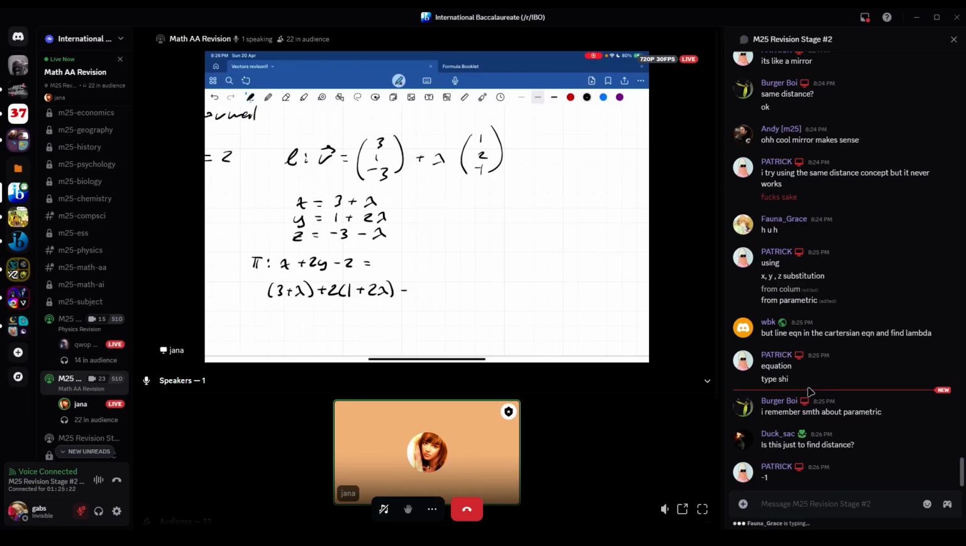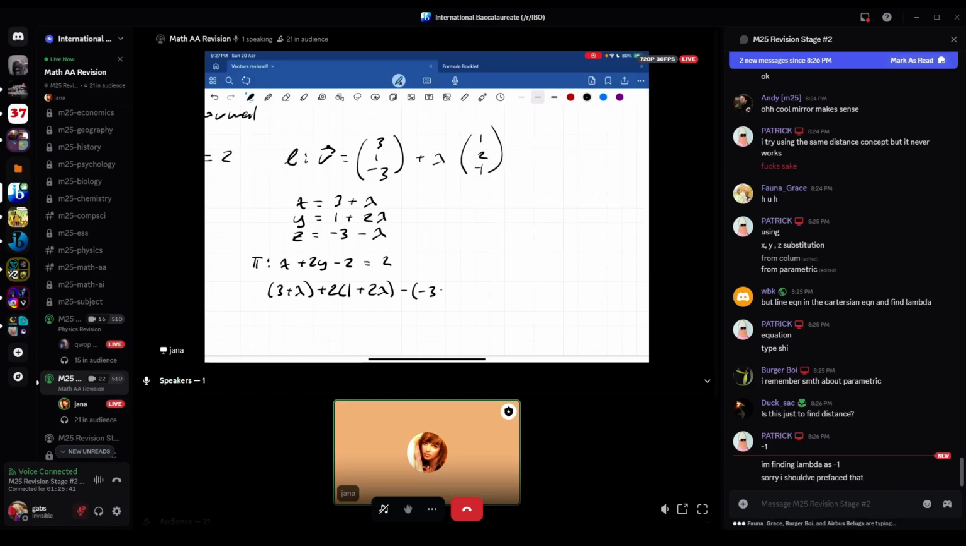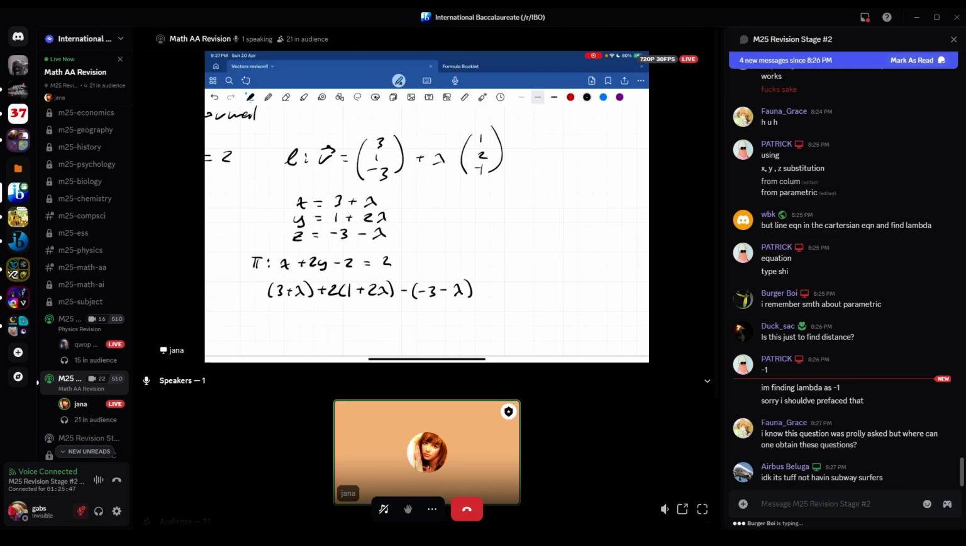Oh, thank you, Patrick. Negative 1? What do you mean negative 1? Are we talking about different things, guys? Calm down. Anyway, minus negative 3 minus lambda. Oh, you're right, but slow down.